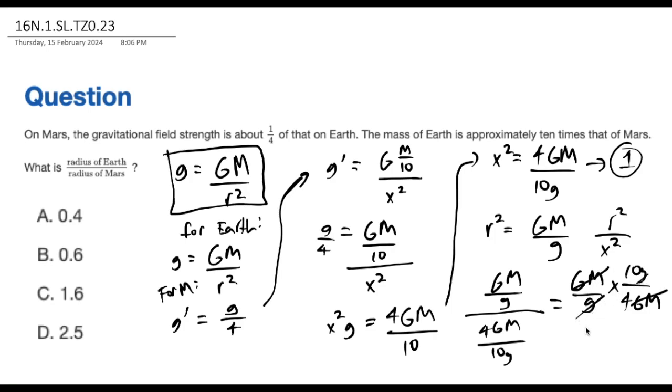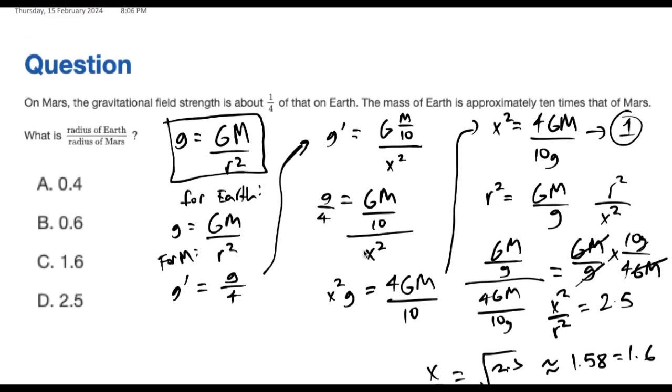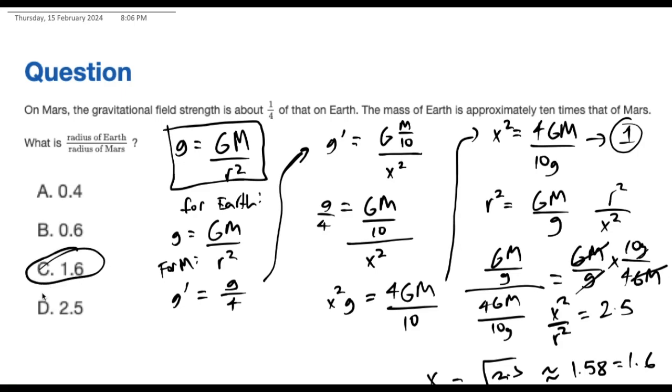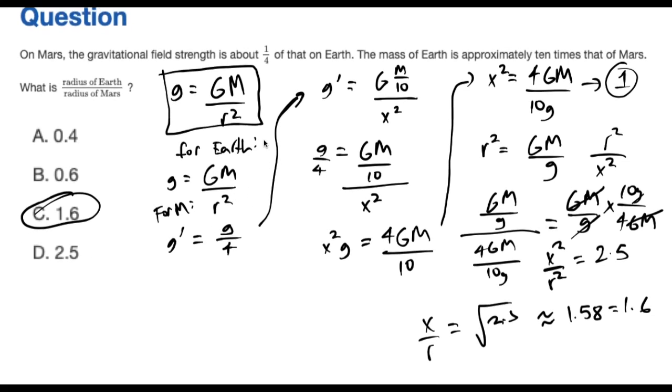So we're left with x squared over r squared is equal to 2.5, 10 over 4. If we just say that x over r is equal to the root of 2.5, which is approximately 1.58, which again we can equate to 1.6. So our final answer is C, 1.6. Thank you.